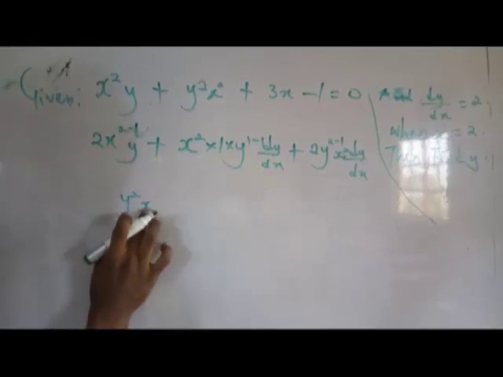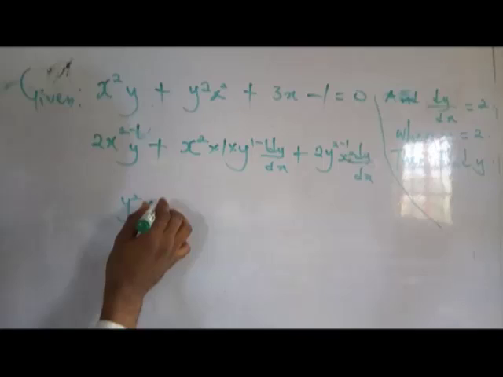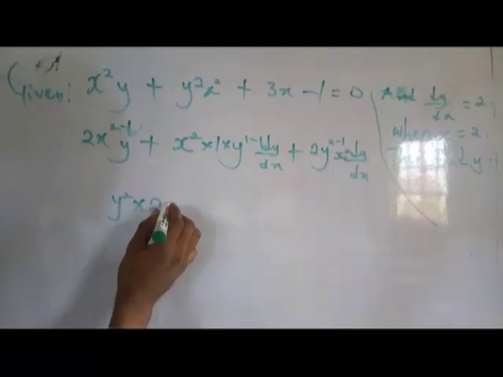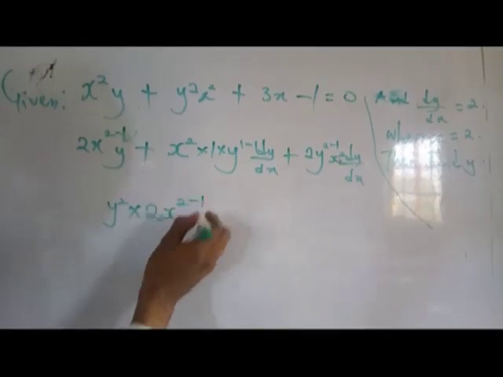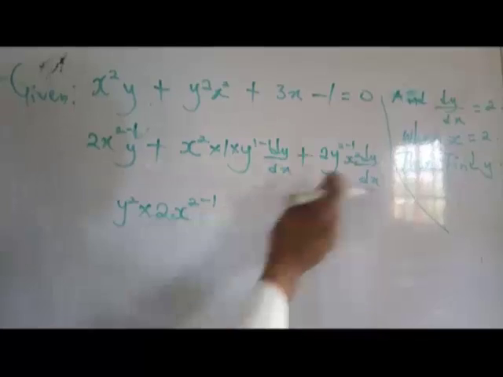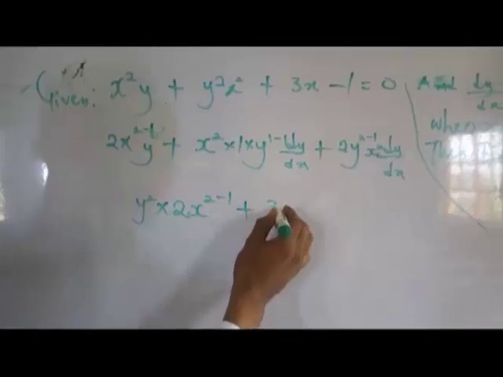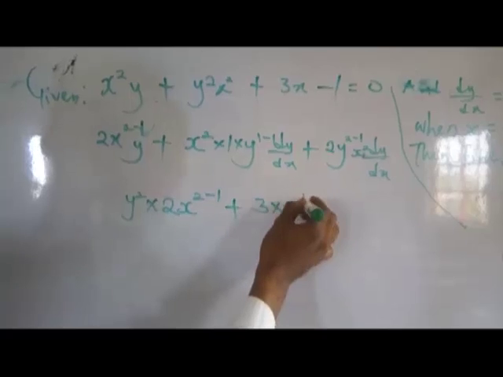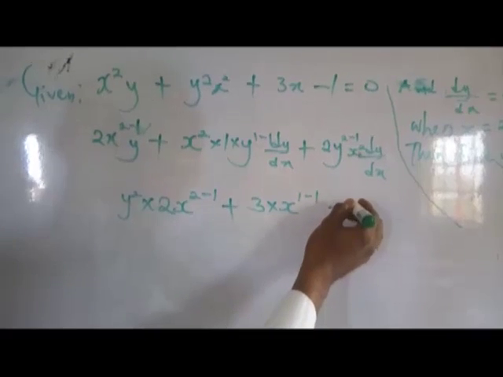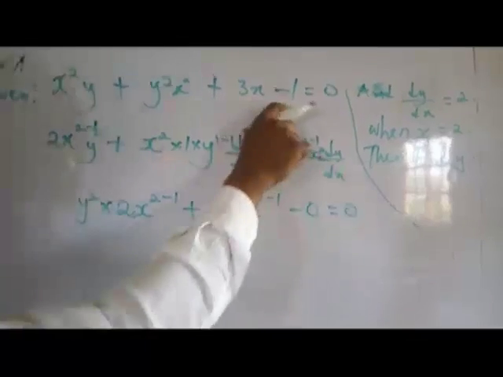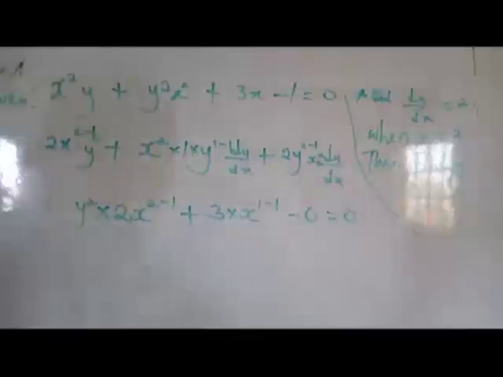x squared is what I want to differentiate now. So I'm going to be having times 2, which is the power x is power 2 minus 1. I will not put the y dx again because I've already put it here. So I've differentiated the 2 now. Plus 3 times x raised to power 1 minus 1 minus 0 equal to 0. This one is a constant value, tends to 0 immediately.